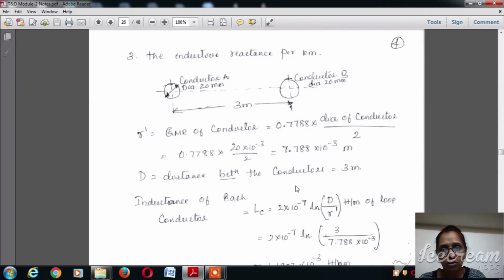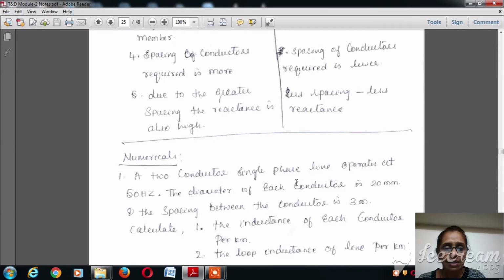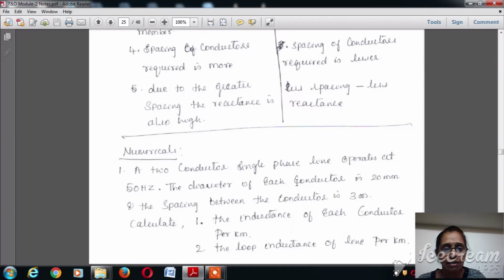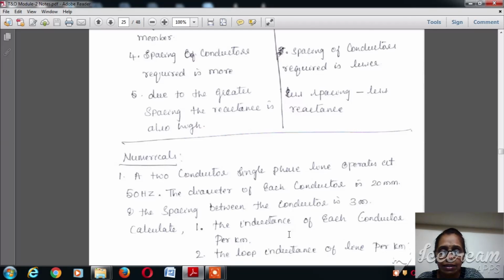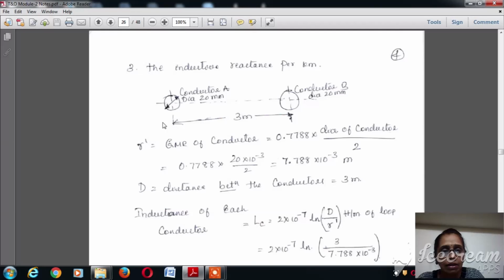I have solved a few numericals here, and let's take them one by one. Here I would like to discuss only one particular problem, which has appeared many times in university question papers. Consider a two conductor single phase line which operates at 50 Hz. The diameter of each conductor is 20 mm. The spacing between the conductors is 3 meters. Calculate the inductance of each conductor per kilometer. Calculate the loop inductance of the line per kilometer. And the third point the problem asks is to calculate the inductive reactance per kilometer.